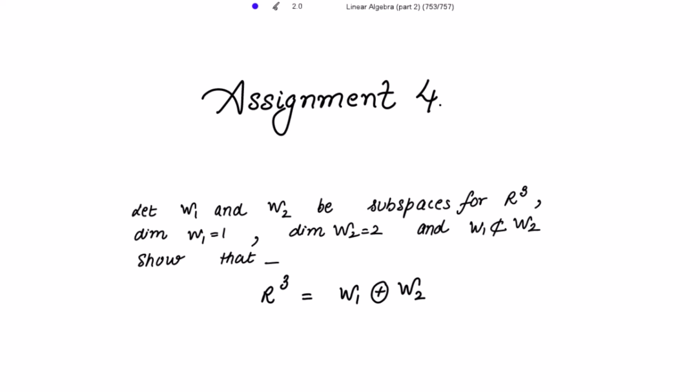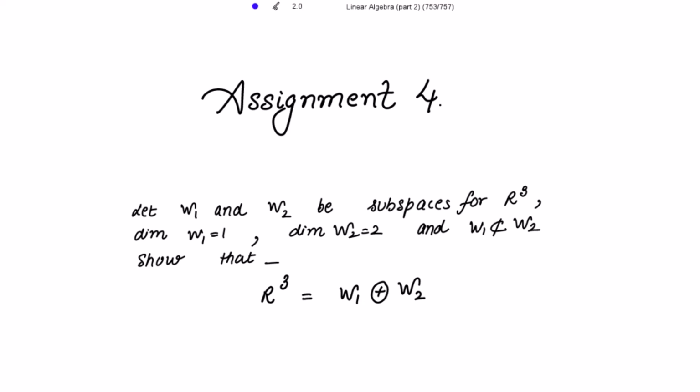Alright, this is assignment 4. Let W1 and W2 be subspaces of R3, and the dimension of W1 is equal to 1, the dimension of W2 is 2, and W1 is not a subset of W2, right? We have to show that R3 is a direct sum of W1 and W2.